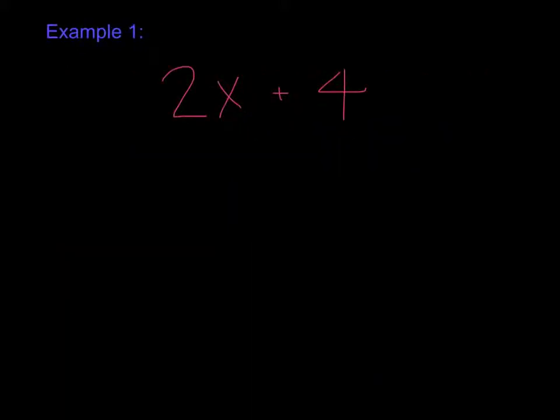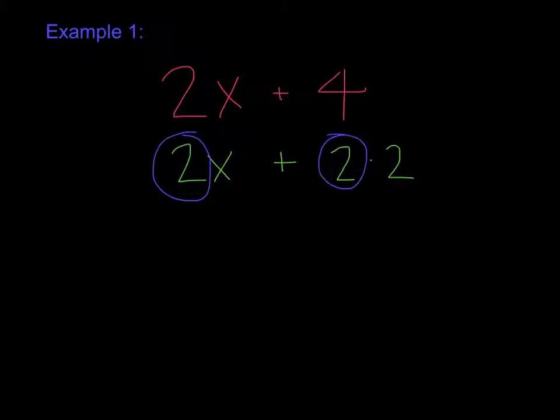Our first example asks you to factor 2x plus 4. So what is the biggest number that will go into 2x and 4? Obviously, 4 is a constant. It doesn't have a variable. So 4 could be 2 times 2. So I could have 2x plus 2 times 2. And in this case, the biggest number that they both have in common is that 2.